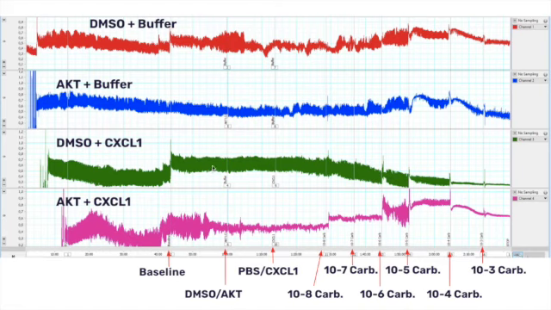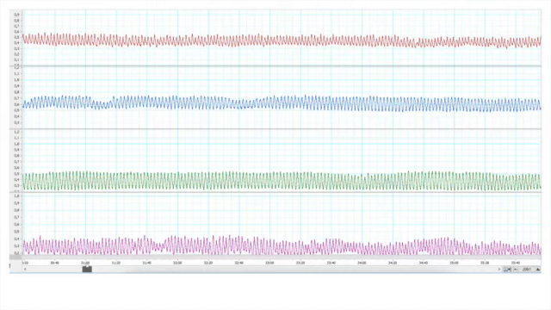Channel 3 features the DMSO followed by CXCL1. This represents the effect of CXCL1 on contractility. And lastly, channel 4 features the AKT inhibitor followed by CXCL1, representing the effect of both AKT inhibitor and CXCL1 on contractility. The biggest feature of these graphs is the oscillations. So if I take these graphs and I stretch them, in this case, you will notice there's a periodic up and down pattern. These oscillations represent the contractility of the distal small intestine of the mouse.